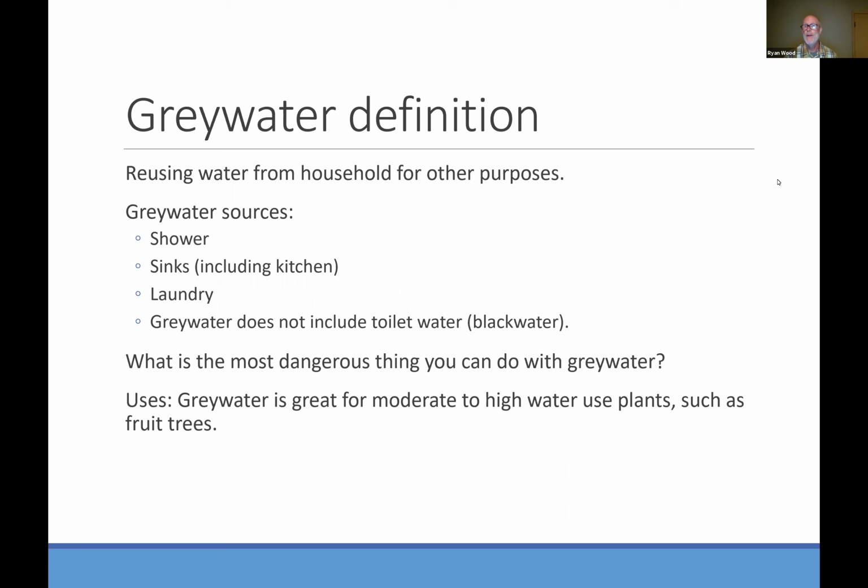And then what do we use it on? We could definitely use it on our native desert-adapted plants. Just disperse it widely, since they're not going to need as much. But if you have any moderate or high water use vegetation, gray water is perfect for that. If you have any fruit trees, I call that the no-brainer. That's where I want to send my gray water, because that's a higher water use plant that can definitely use the gray water.